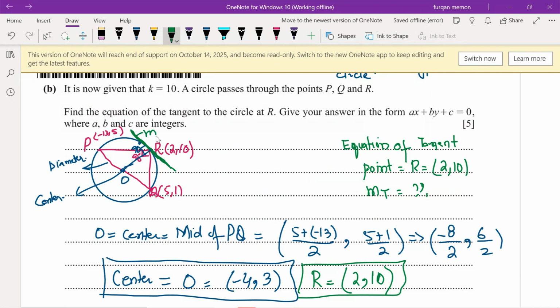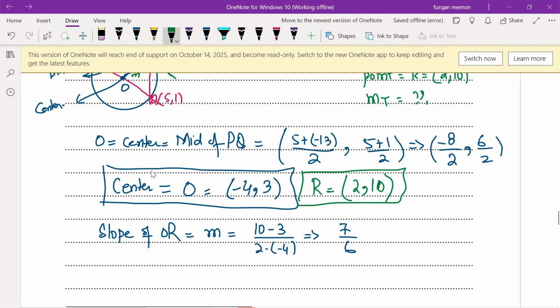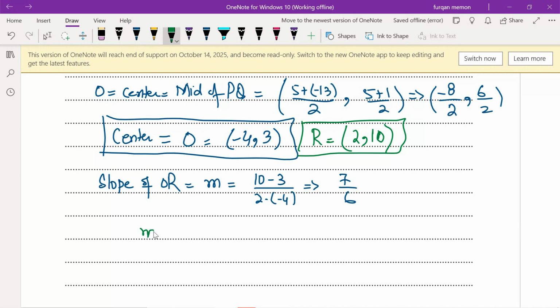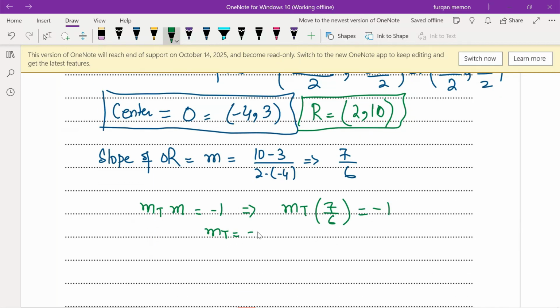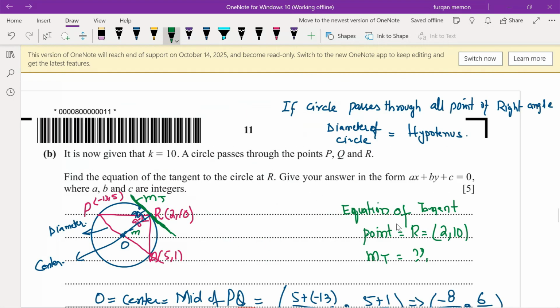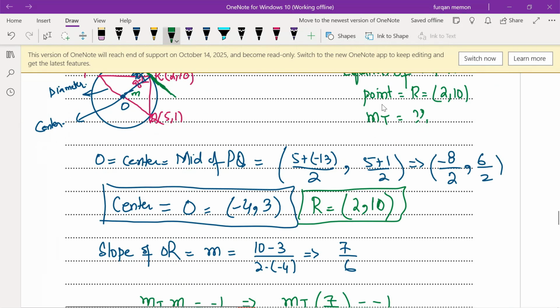Slope of the tangent is mt, and this one is M. These two lines are perpendicular to each other, so we can say that mt times M is equal to -1, and M is 7 over 6. So mt, which is the slope of the tangent, times 7 over 6 is equal to -1, and the slope of the tangent is -6 over 7. So this is the slope of the tangent and we have the point R, so we can use the slope point form.